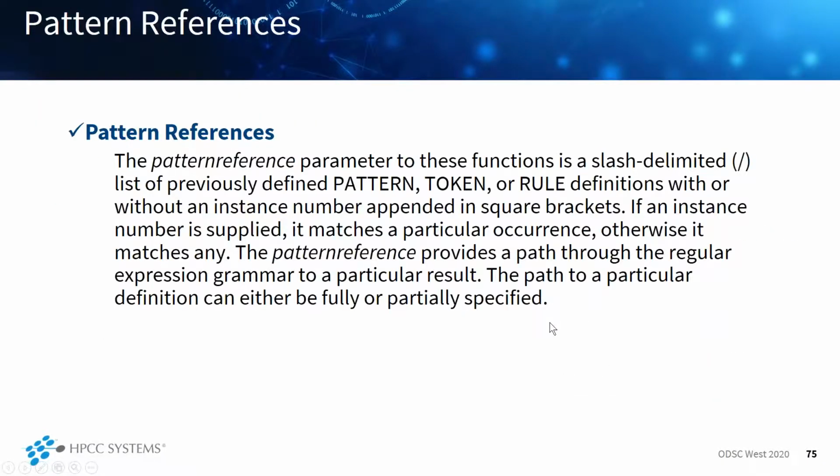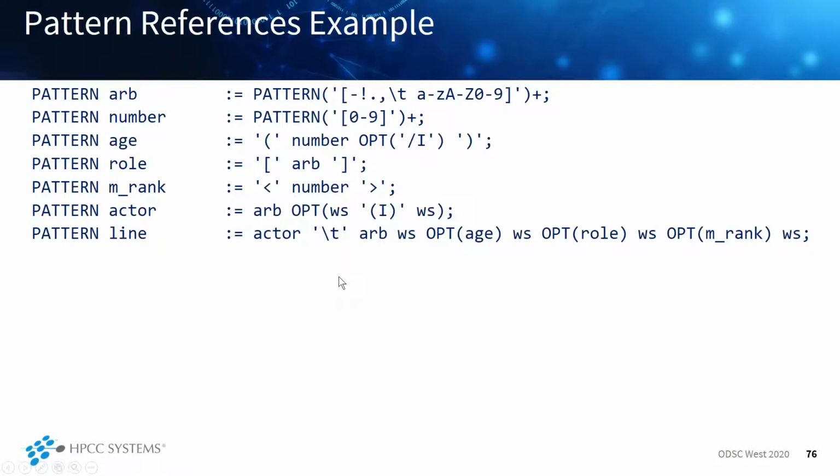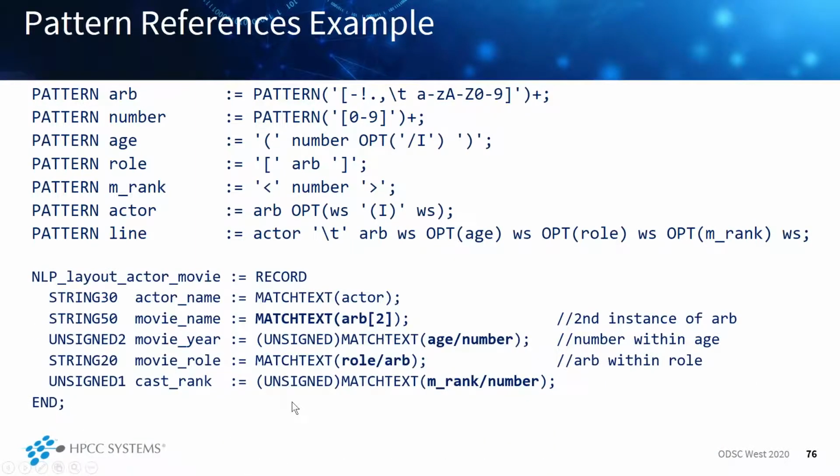There are also pattern references. Let me show you what that is. Here is a parsing pattern of the Internet Movie Database. The only reason I know that is because it has a word here called actor, and it's got a role, and it's got a movie ranking and age. We have a couple of patterns here, and notice we have a pattern in this line pattern called ARB. Now if you take a look at the output of this record structure, this one movie name field is looking for the second instance of ARB. So you look at this line and go, wait a minute, there's only one ARB in here.